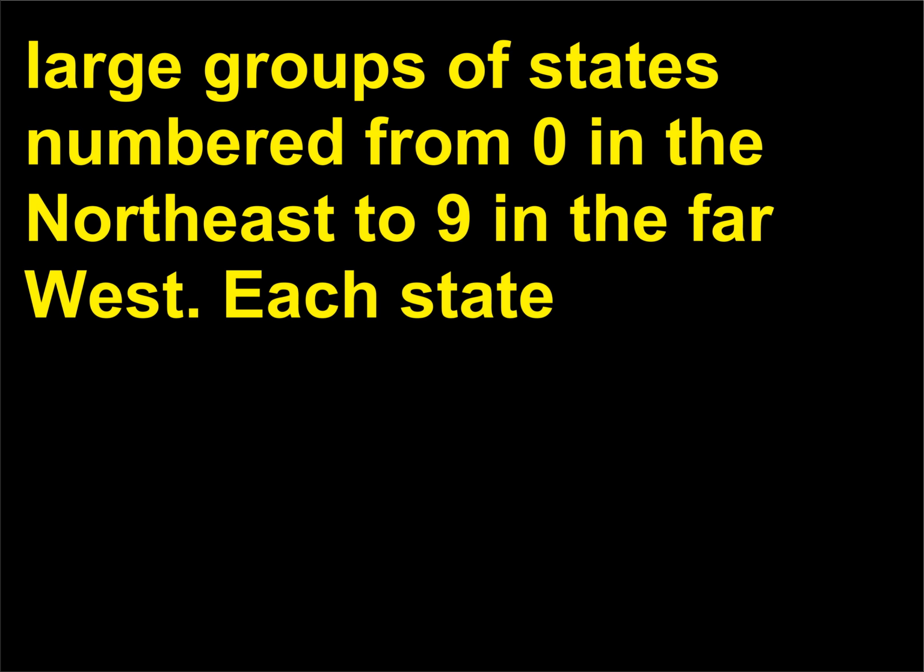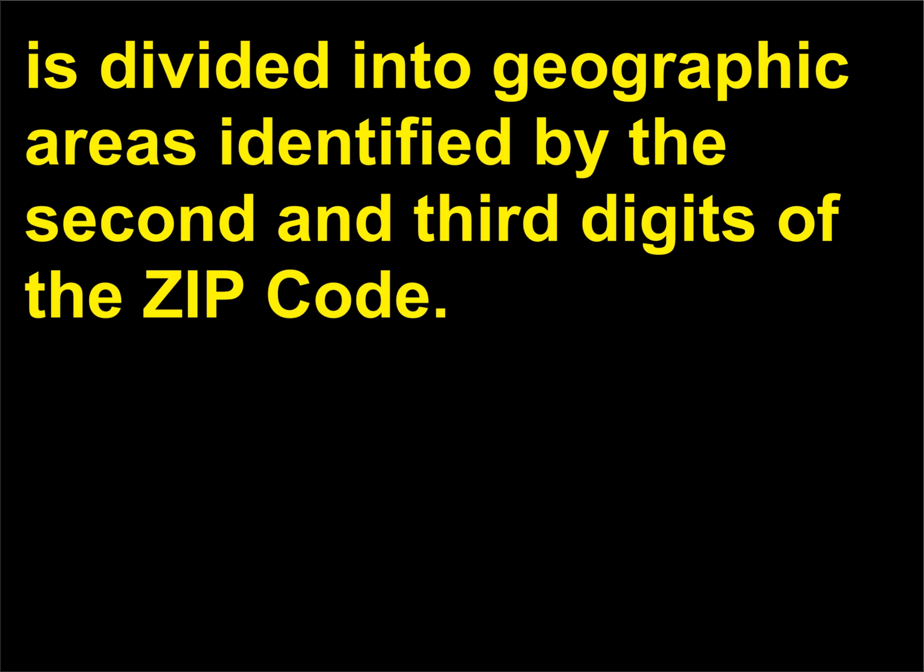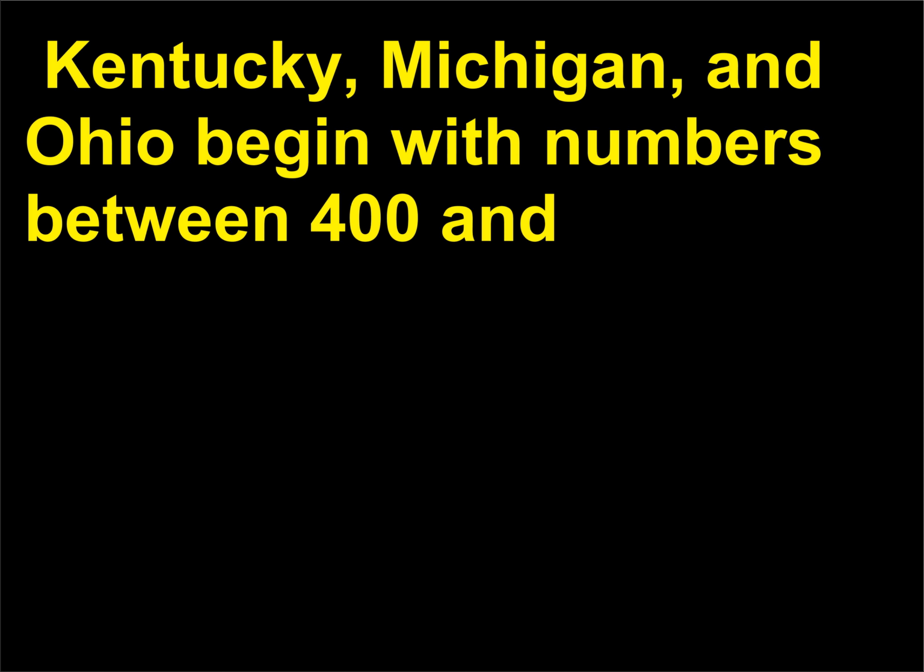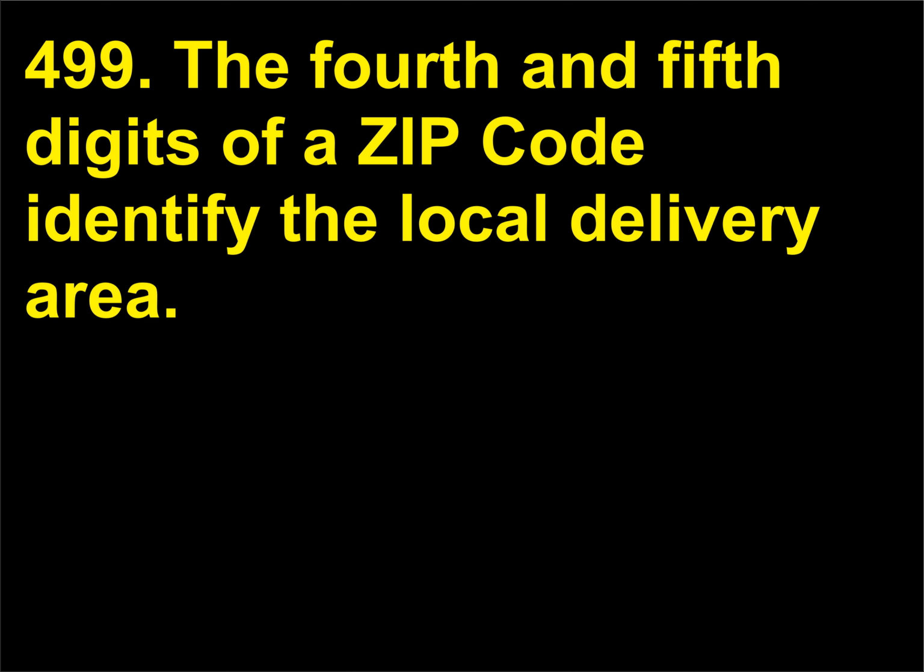Each state is divided into geographic areas identified by the second and third digits of the zip code. For example, New York and Pennsylvania have zip codes starting with numbers between 090 and 199, Indiana, Kentucky, Michigan, and Ohio begin with numbers between 400 and 499. The fourth and fifth digits of a zip code identify the local delivery area.